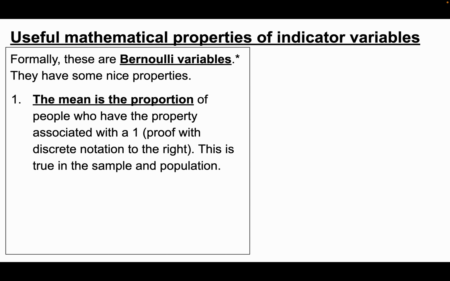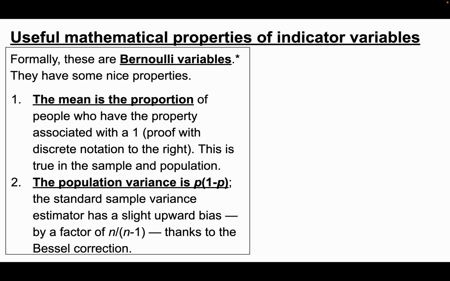This is true in the sample and the population. And the population variance is also a really nice quantity. It's p times 1 minus p, where p is the proportion of people that take on that value, or in other words, it's the mean. The standard sample variance calculation has a slight upward bias. You can see the appendices for a proof that I wrote up.